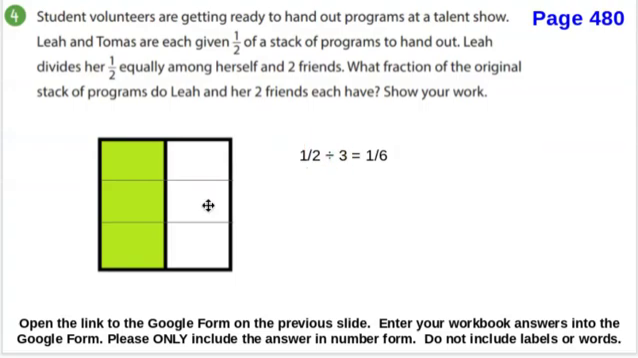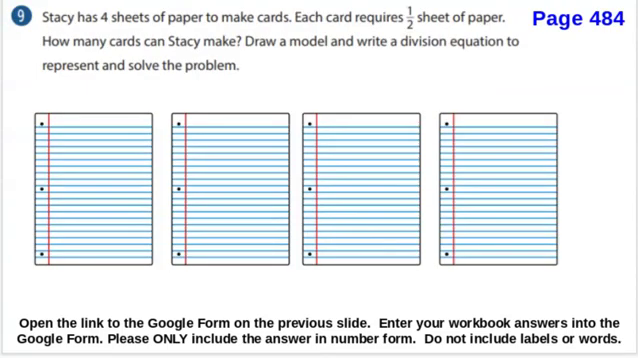All right, so we have 2 more problems to look at. Let's go ahead and flip to page 484. So this problem is different than the first 3 that we looked at. Stacy has 4 sheets of paper to cut. Each card requires half a sheet of paper. How many cards can Stacy make?